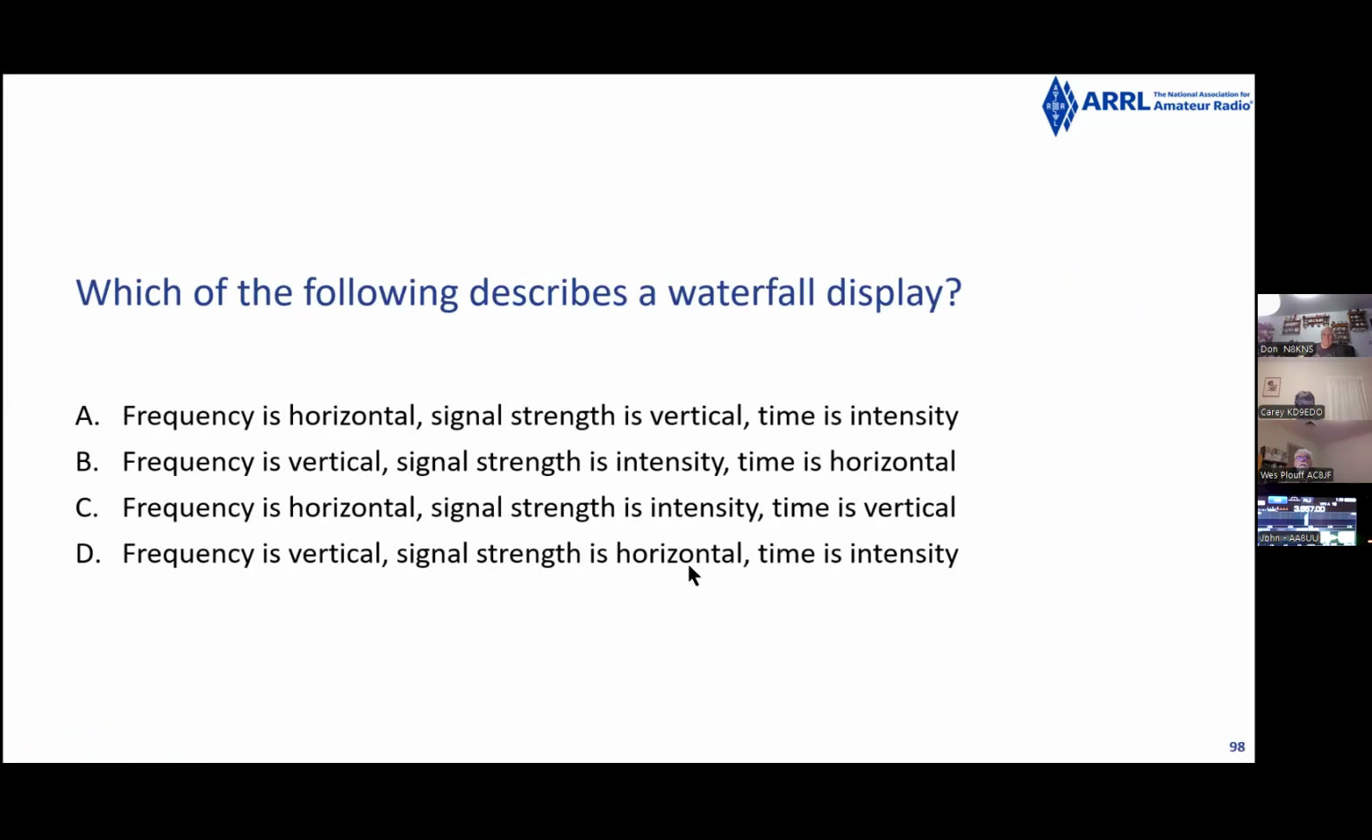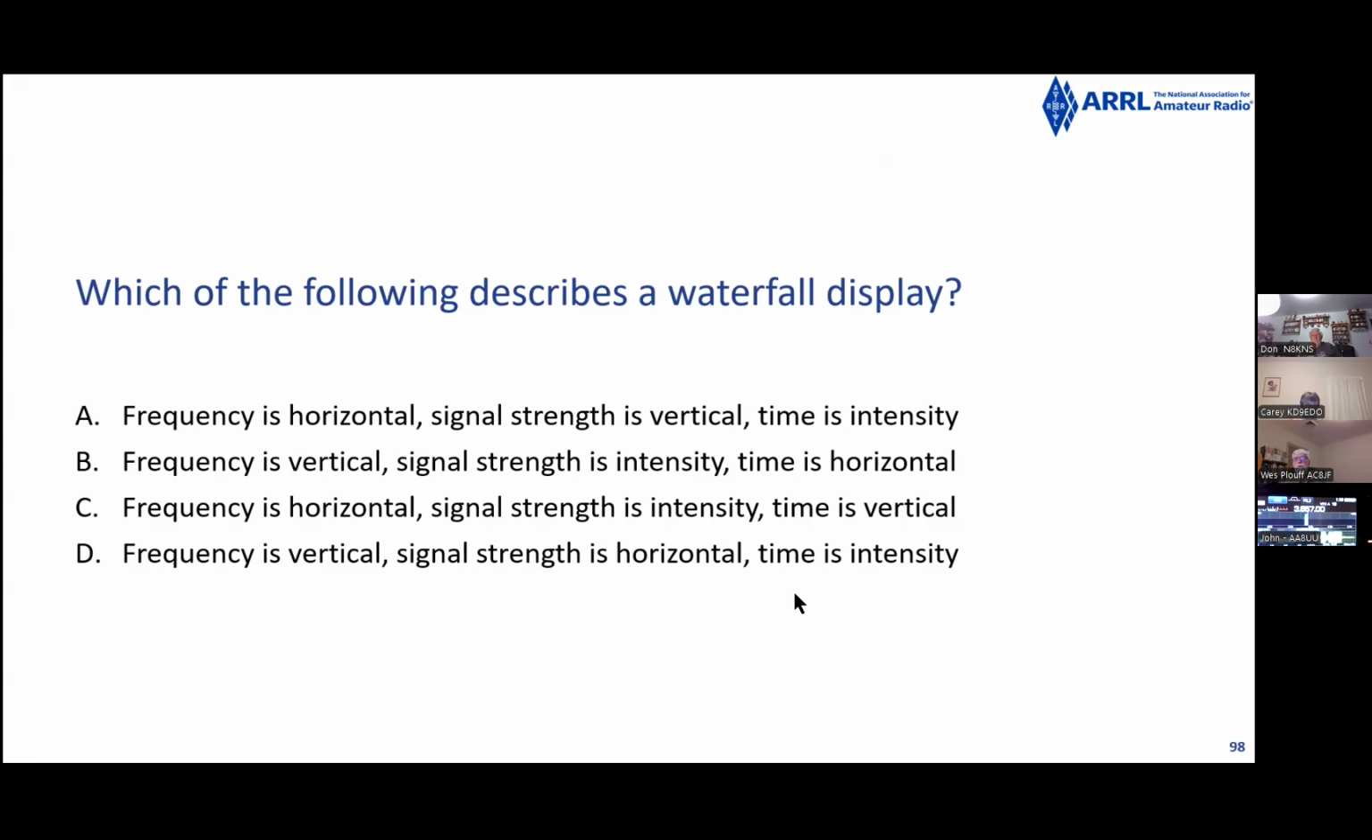Which of the following describes a waterfall display? Oh my, that's a lot to read. A, frequency is horizontal, signal strength vertical, time is intensity. B, frequency is vertical, signal strength is intensity, time is horizontal. C, frequency is horizontal, signal strength is intensity, time is vertical. Or D, frequency is vertical, signal strength is horizontal, and time is intensity.